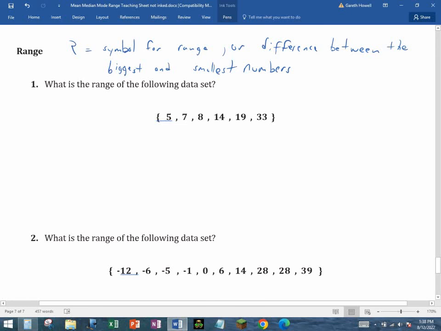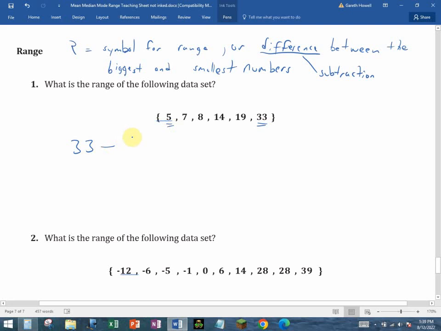So, range is the difference, and remember that the difference means subtraction. Anytime you see the word difference, it means subtraction. So the difference, the subtraction, between the biggest and the smallest. So in this data set, let's find the biggest. The biggest number in this data set is 33. Now let's find the smallest. The smallest number in this data set is 5.